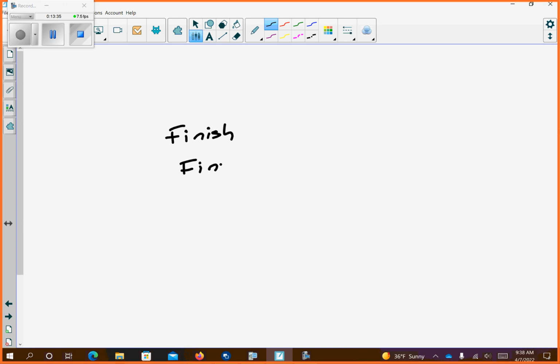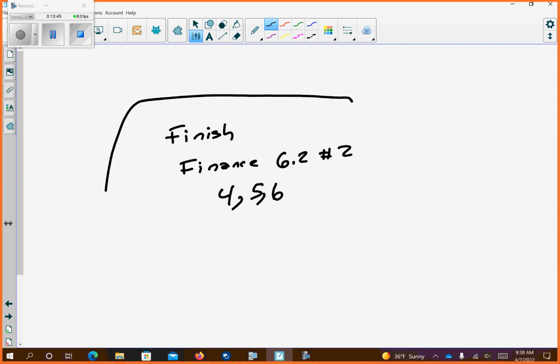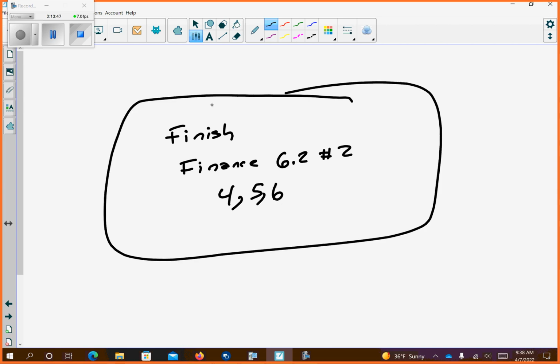finance 6.2 number 2. So it looks like you would have problems 4, 5, and 6 to complete. You have the rest of the period to get it done. If you get it done, you don't have any homework. If you don't get it done, tell me tomorrow you didn't get it done. Share calculators if you need them.